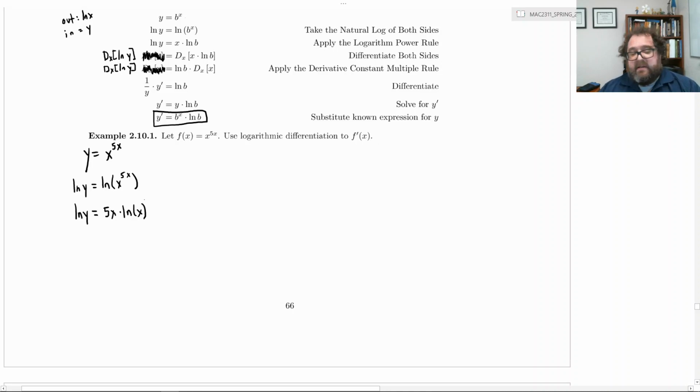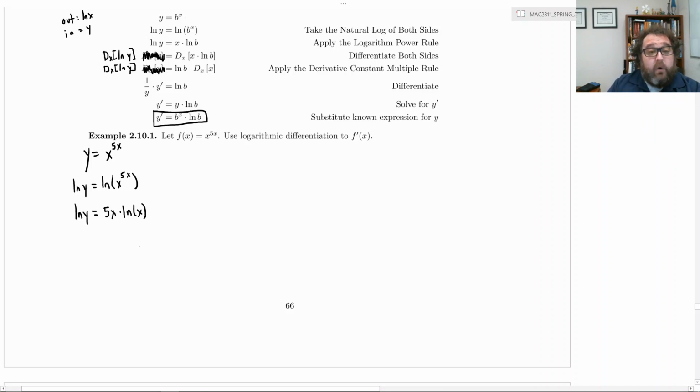Now, you might think to yourself, well, why are you doing that? Why is that so much better? Well, now we have a path forward for differentiation. Whenever we have a variable base to a variable power, we don't have a rule to handle that. There is no rule that says, here's how you take the derivative. But this process will allow us to get there.